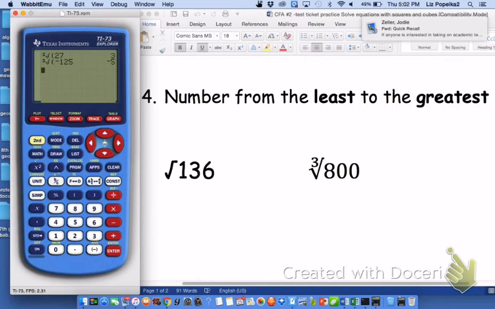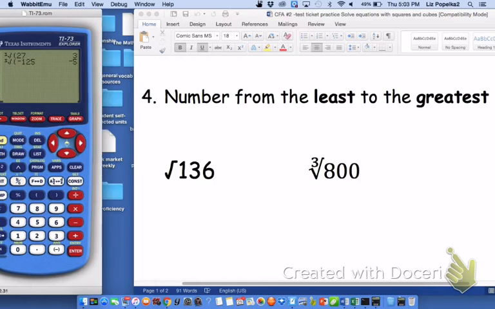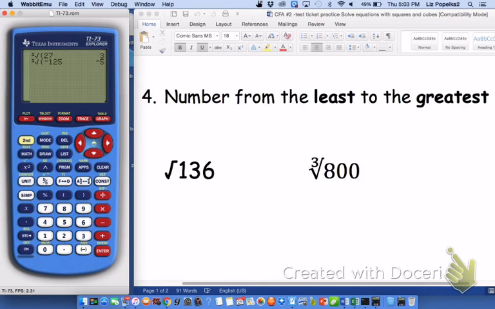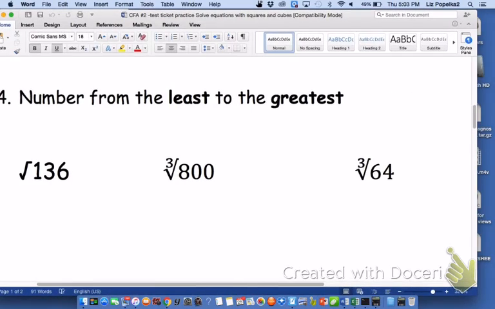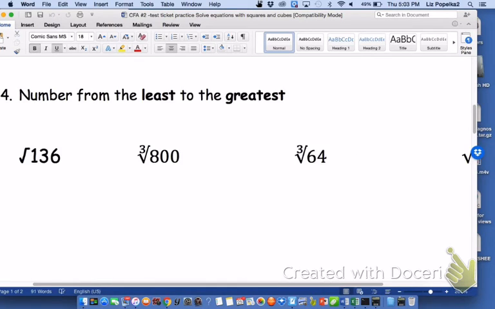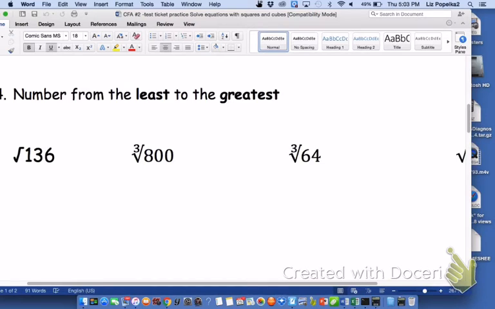In number 4, we are going to order these numbers in order from least to greatest. Not too terrible, because again, we are going to be able to use our calculator. So I'm going to use my calculator first to figure out what decimal equivalent these numbers are.